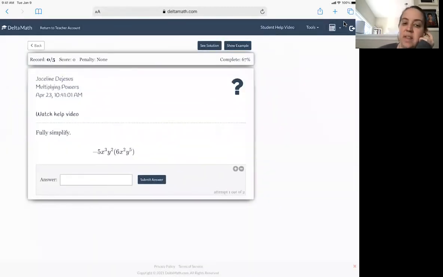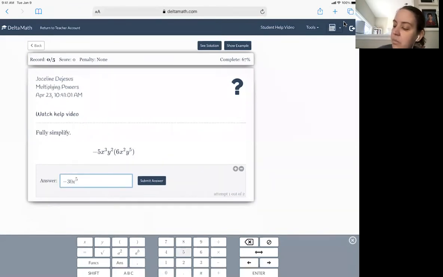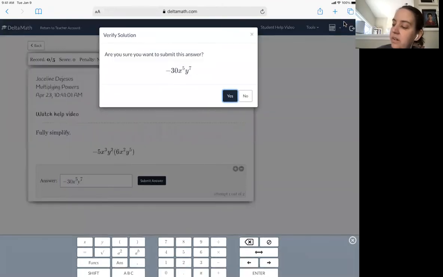So I'll multiply the -5 and the 6, and we get a -30. The bigger numbers we multiply. Then for the x's, we add the exponent. So this will be x to the 5th. And I'm going to click to the right. And then this will be y, 2 plus 5 is 7. Submit answer.